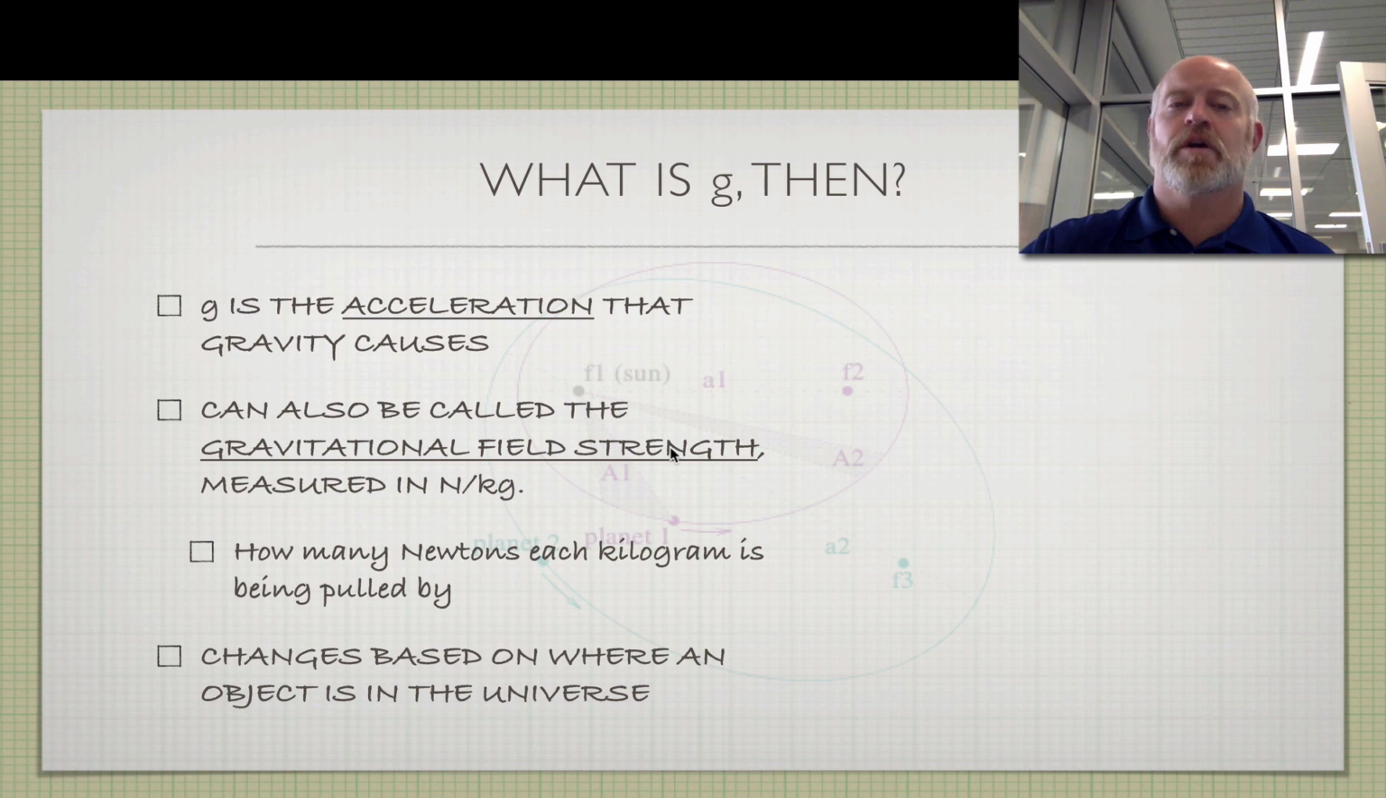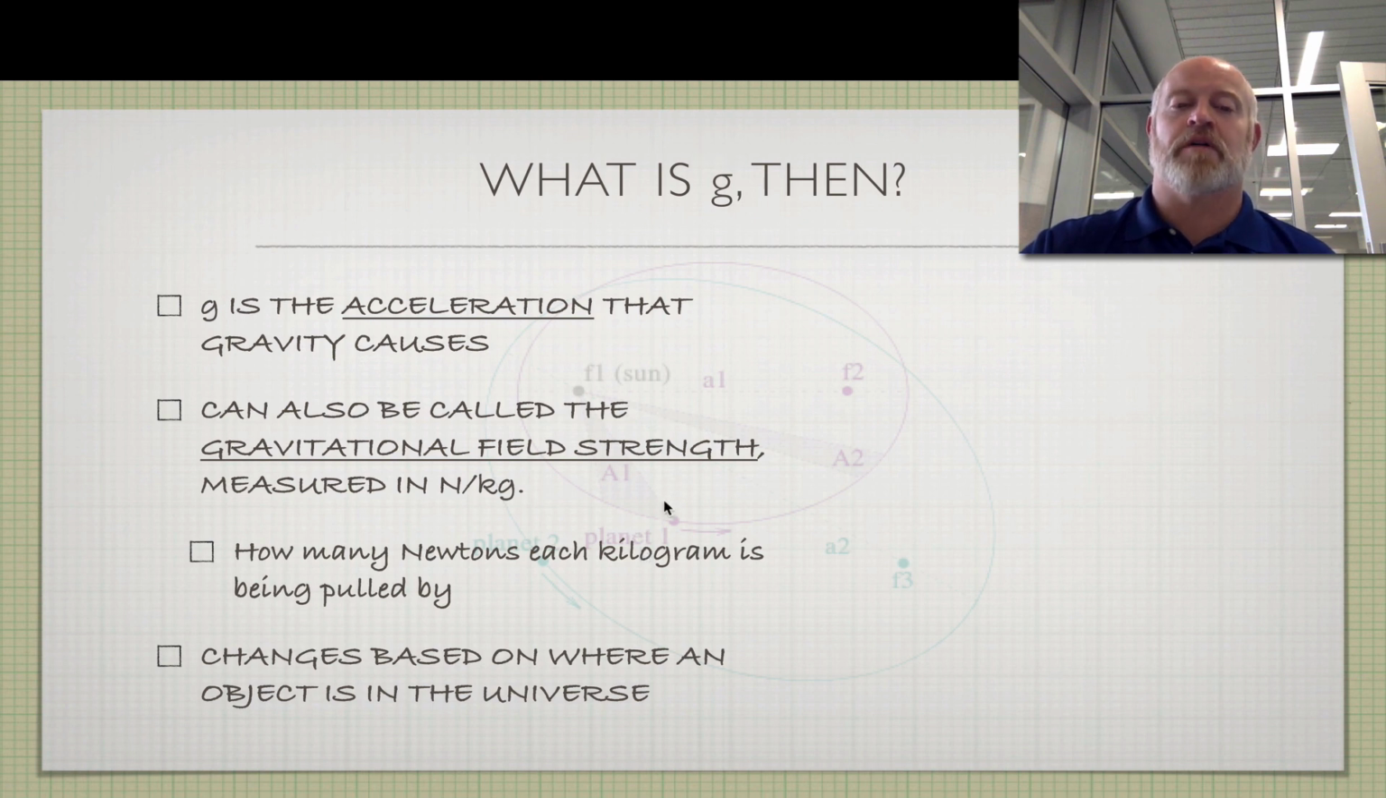What it comes down to is it relates back to your mass, because it's the newtons of force per kilogram of an object. Essentially, it's how many newtons each kilogram gets pulled by. So if I'm 100 kilograms, a certain number of newtons times 100 is what I'd feel for the gravitational pull on me, which would ultimately be my weight. It's just another way of looking at little g.